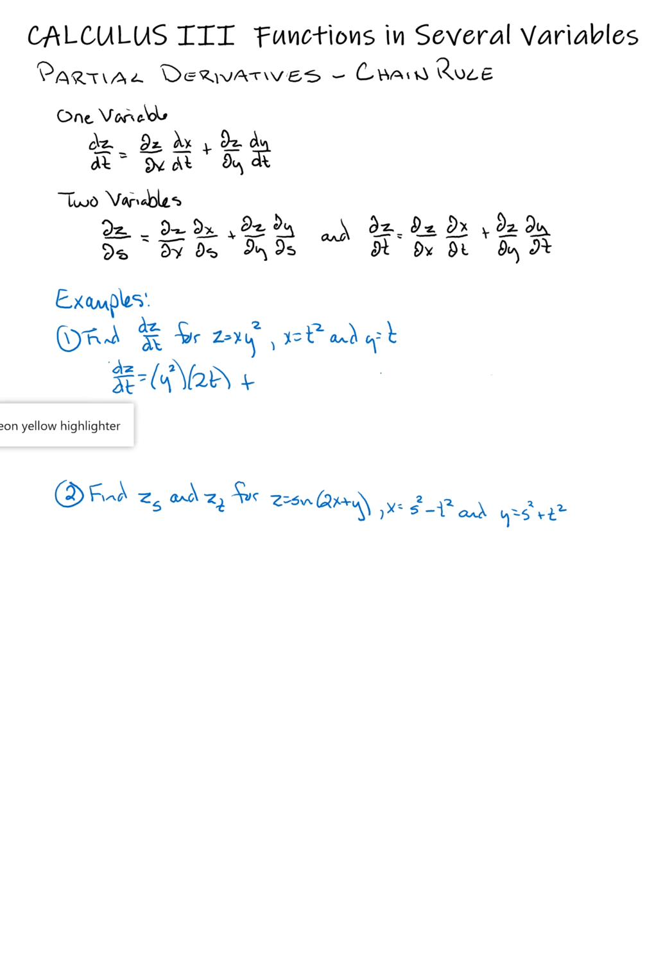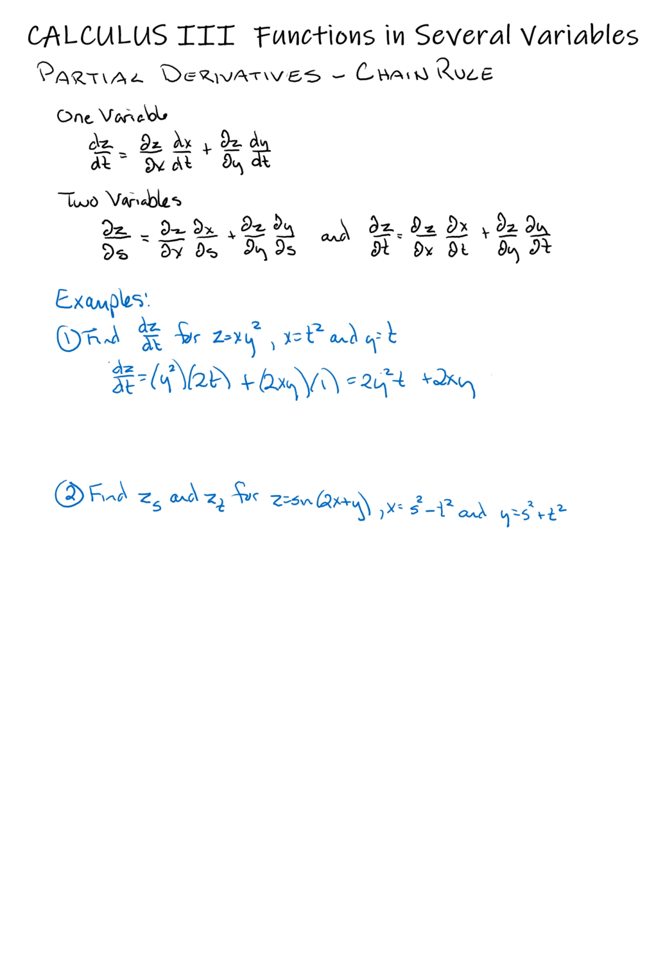Plus, now we're going to look at y, the partial with respect to y, and then the derivative of y. Partial with respect to y of z is 2xy, and then the derivative of y is just 1. Okay, so again the pattern is partial of z with respect to x, and then the derivative of x, partial of z with respect to y, the derivative of y. Okay, we can clean this up a bit. We've got 2y squared t plus 2xy.